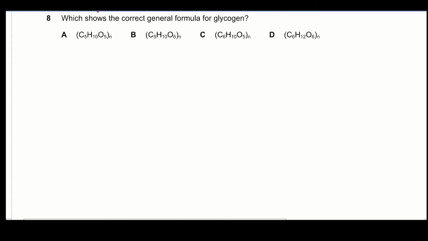8. Which shows the correct general formula of glycogen? As we all know, glycogen is made up of many units of alpha-glucose formed by a condensation reaction. So as we know, a condensation reaction forms a molecule of water. And we know the formula of glucose is C6H12O6. So what we do is subtract the water from the formula. This gives us C6H10 because we subtracted the two hydrogens, O5 because we subtracted the one oxygen from the water molecule formed. So the answer is going to be C.